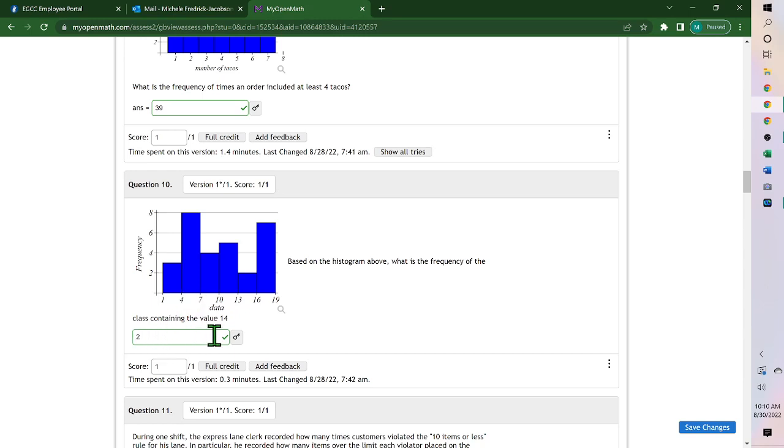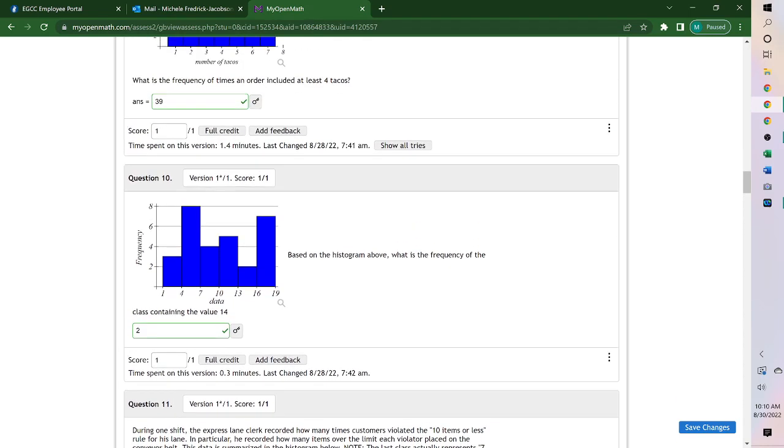A class containing the value of 14, 14 would be right here, and it goes up to 2 for the frequency. This would be 13 up to but not including 16. Oh, also when you're talking about which value has the most, like the highest frequency, when it's written this way, you wouldn't just say a value like we did the integers and the ones above. You'd use a range, 4 to 7. Up to 7 but not including it, but they put it as 4 to 7.